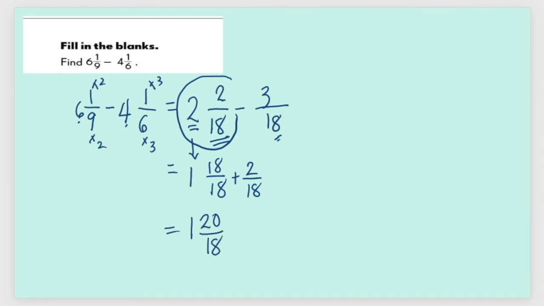Now that we have finished renaming our fraction here, 2 and 2 over 18 is the same as 1 and 20 over 18, we are ready to subtract. So 1 here, 20 minus 3 is 17 over 18. So the final answer is 1 and 17 over 18.